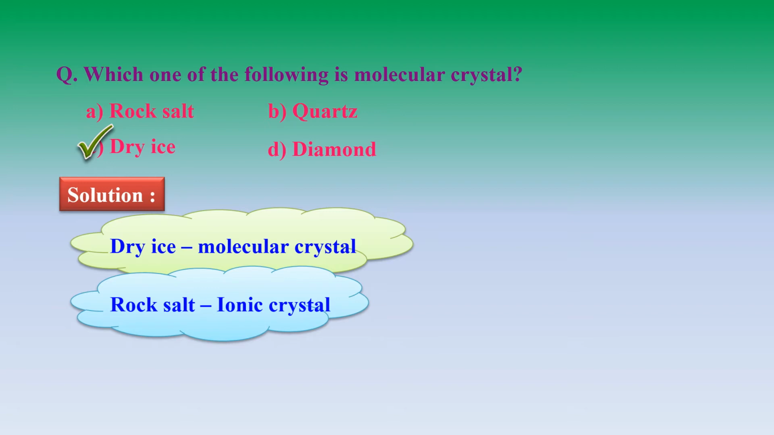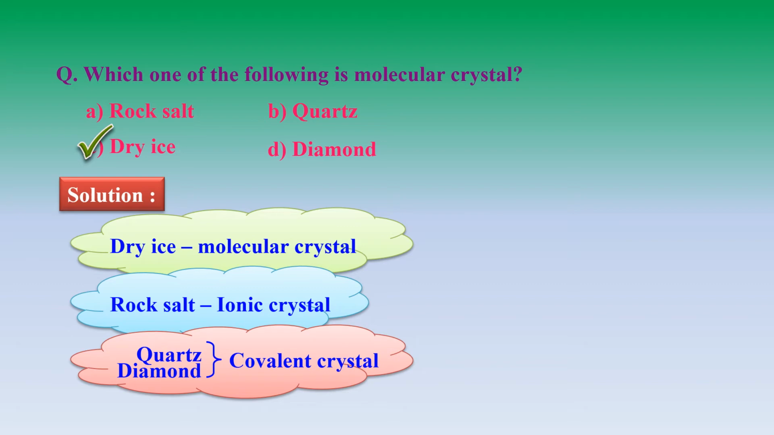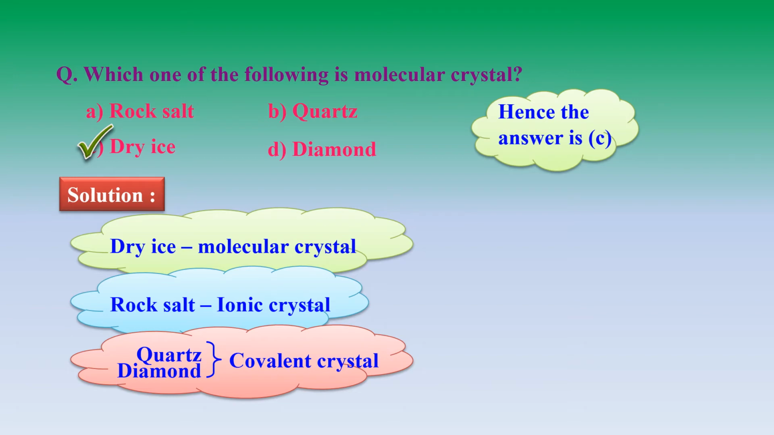And the next one is rock salt. Rock salt is nothing but NaCl, is an ionic crystal because there are two ions, Na+ as a cation and Cl- as an anion. Hence it is an ionic crystal. Next, quartz and diamond. Both are covalent crystals because there is a covalent bond between carbon and carbon in both quartz and diamond. Hence, the correct answer is C, that is dry ice, nothing but solid carbon dioxide.